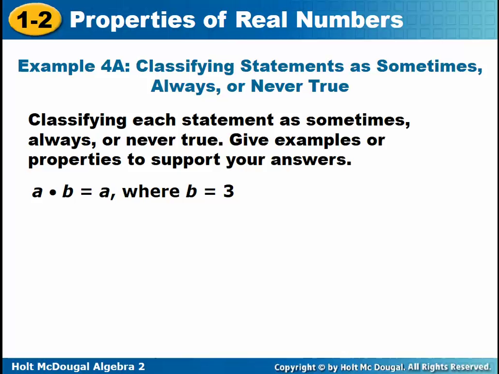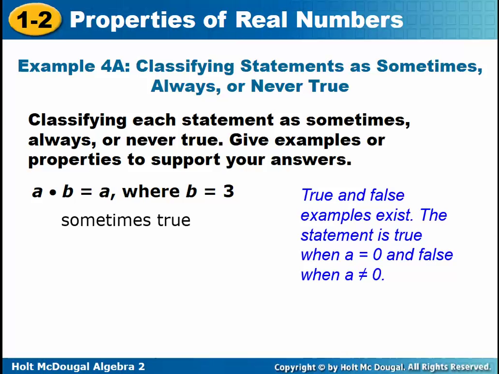Another thing that you're going to be doing on your worksheet is classifying a statement as sometimes true, always true, or never true. And you're also supposed to support your answer. So here's an example. A times B is equal to A, where B is equal to 3. Is there any time that you could take a number times 3 and get A back, that same number back? Like, could you take 2 times 3 and get 2? No. How about 1 times 3, isn't equal to 1? Can you think of any time, what could A be, so that you could get A as an answer when you multiply it by 3?